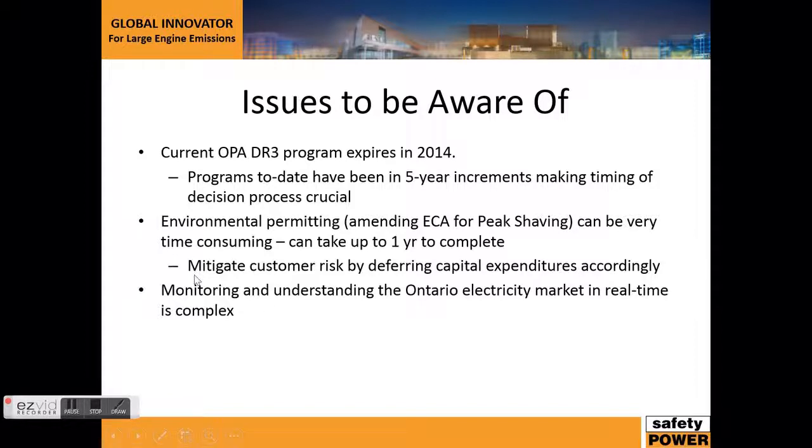The other thing is environmental permitting. When you add emission control technology and you want to meet that new MOE requirement, you will need to amend your ECA. That process takes a long time. The MOE, there's a big process to go through there in terms of waiting and whatnot. It's going to take a year. We've done it several times, and we've guided customers through it. If you have any questions about this, please reach out.